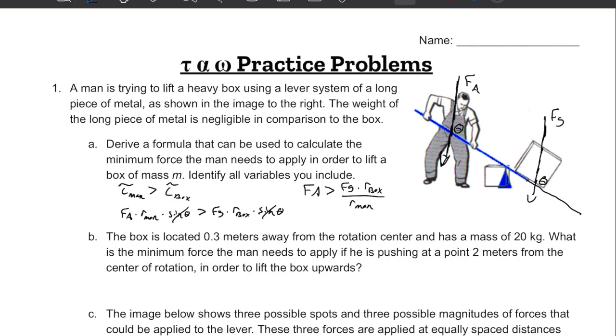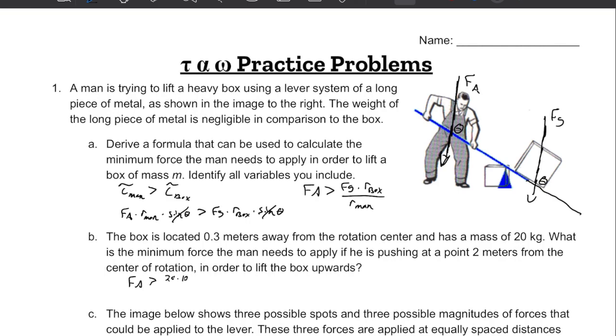Now they're going to give us some numbers. The box is located 0.3 meters away from the rotational center and has a mass of 20 kilograms. What is the minimum force the man needs to apply if he's pushing at a point that is 2 meters from rotation?